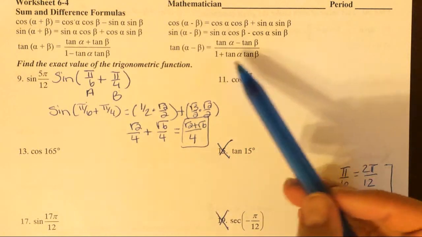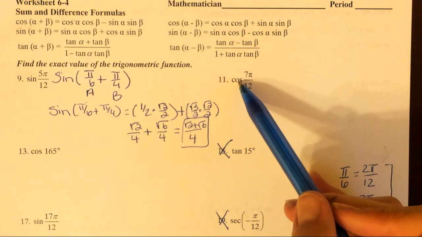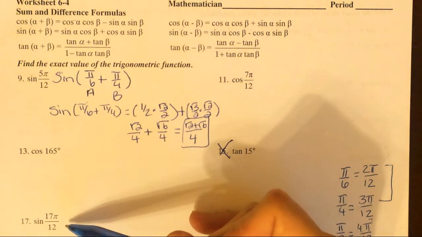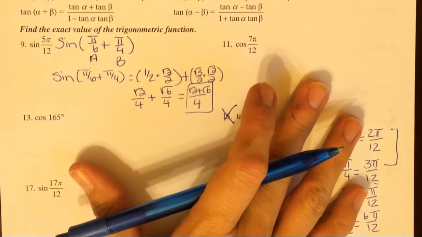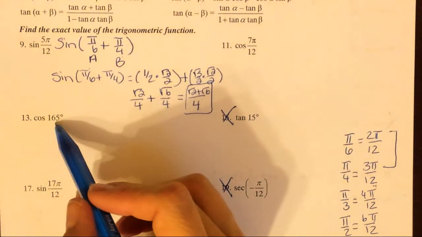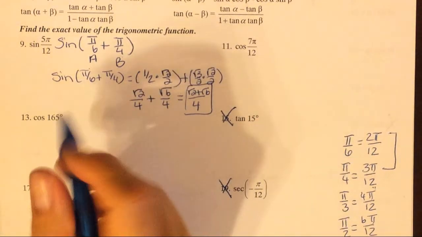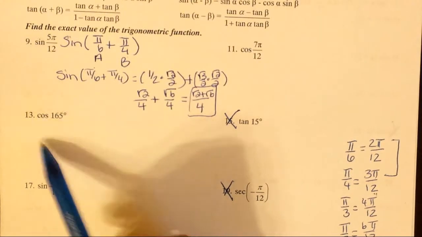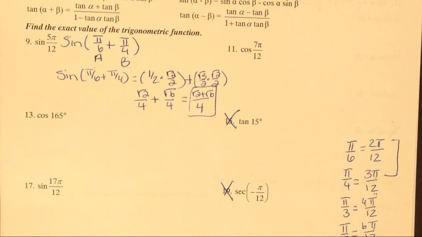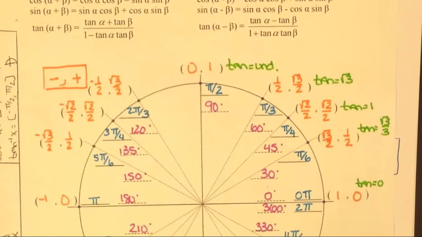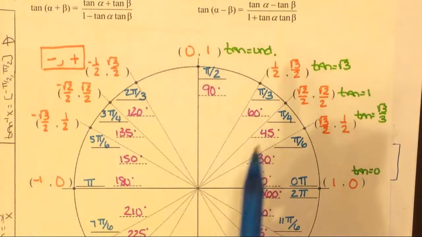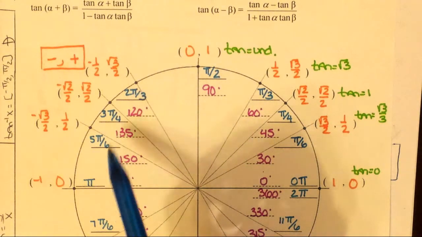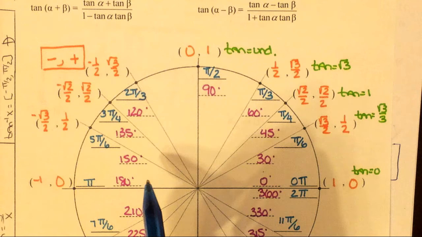And you're going to do the exact same thing on number 11, but you're going to use a cosine formula. You're going to do the exact same thing on number 17, and you're going to use a sine formula. I'm going to do 13 with you because it's a degree problem, so it's a little bit different. On 13, I'm trying to find 165 degrees on my circle. And again, as I look at my circle, I see there's not 165 degrees specifically. So I want to see, are there two angles I could add to get 165?